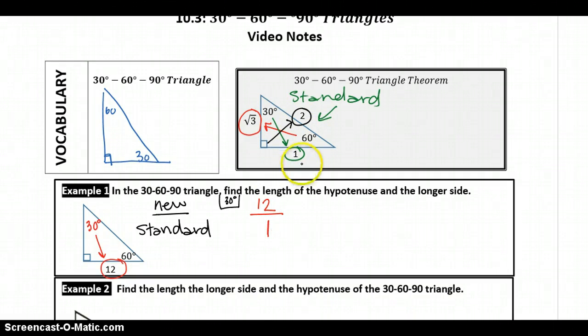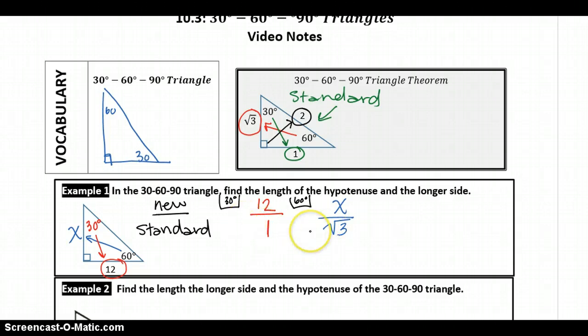Okay, let's look now at the ratios of the side lengths across from the 60-degree angles. Well, across from the 60-degree angle in our new triangle, we don't know that. We're trying to find it. Let's call it x. So we're going to name that x. And for our standard triangle, across from the 60 degrees was root 3. So I'm going to put a root 3 in here. So we can use this information now to solve for x.